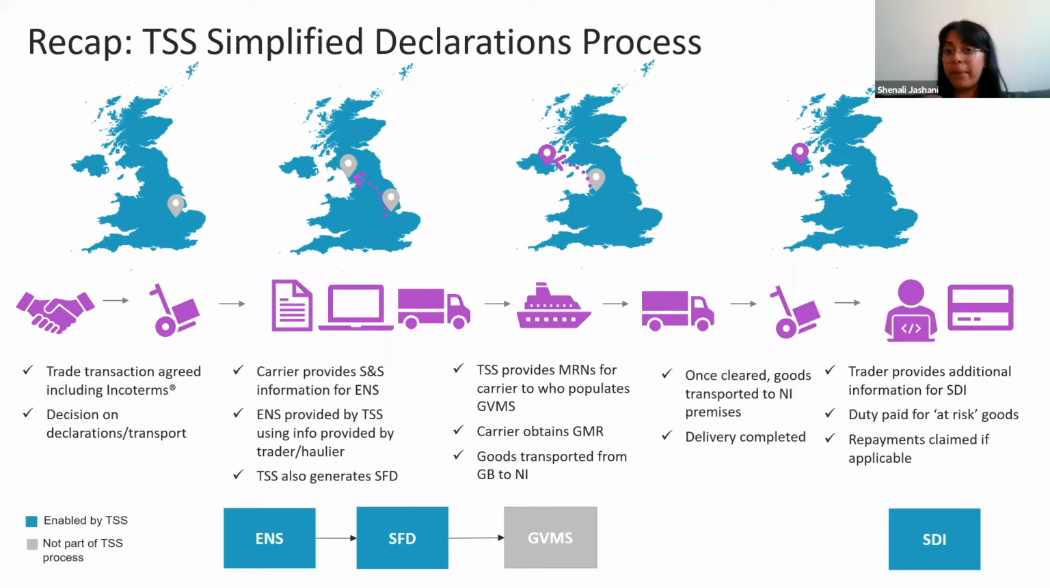You can then carry on your journey, the goods are delivered, and because we know that that GMR, or that barcode, has been scanned, that tells TSS that the goods have now moved. We will contact the trader or the importer of record to say, your goods have now moved, please log back onto the portal and complete your supplementary declaration. You have until the 5th working day of the following month to do that.